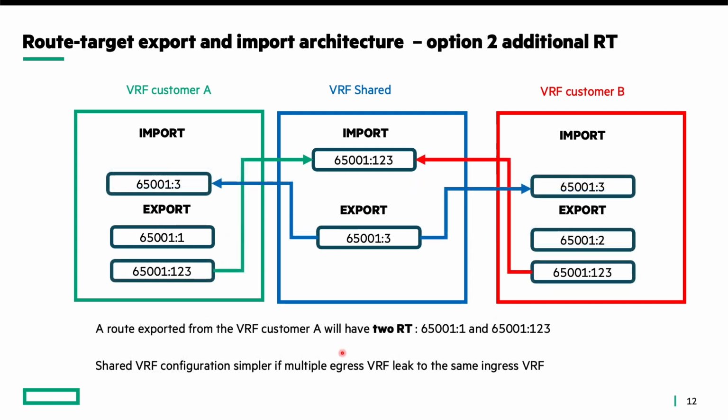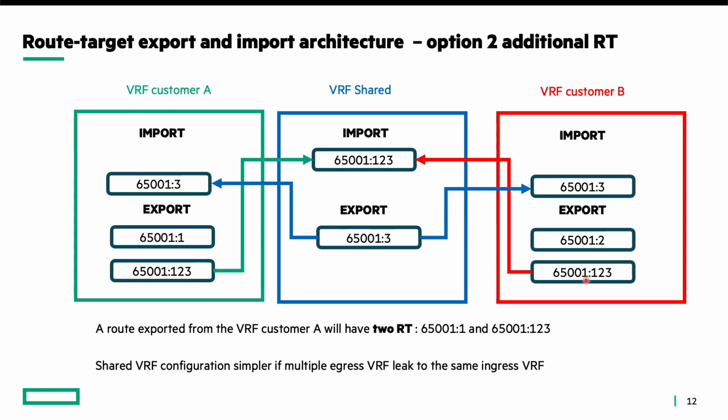Option 2 is to introduce an additional route target, to simplify the configuration of the VRF shared. We can add as many route targets as we want on a prefix. So from the VRF customer A, we'll have two targets, 1 and 1:2:3. And we can configure the same one as an export from customer B.